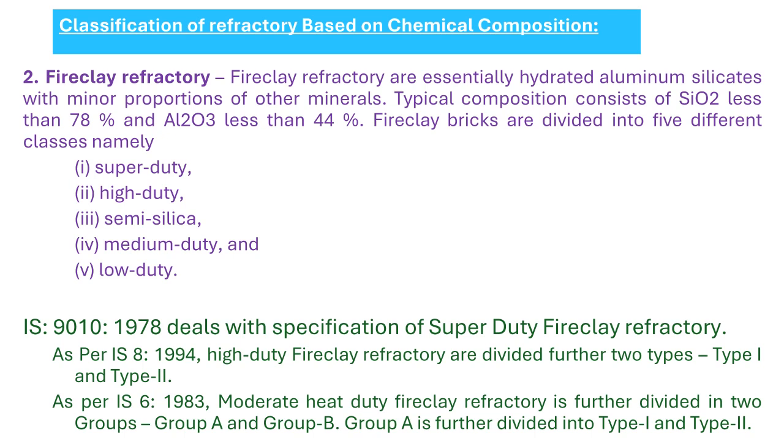In India, several standards define these grades. Indian Standard 9010, 1978, Super Duty Fire Clay. Indian Standard 8, 1994, High Duty Fire Clay, divided into Type 1 and Type 2. Indian Standard 6, 1983, Moderate Heat Duty Fire Clay, divided into Groups A and B. Because of their balance of performance and cost, fire clay refractories are the most widely used refractory materials globally. They provide reliable service in a wide range of industrial applications without being prohibitively expensive.